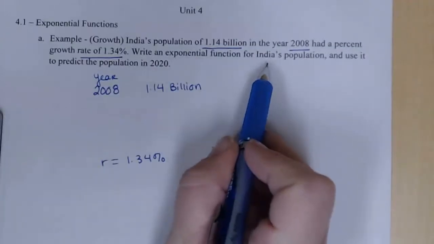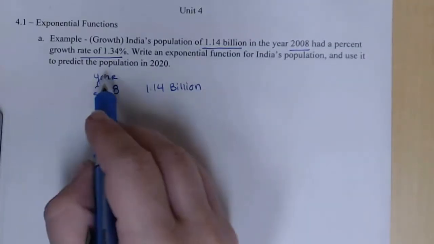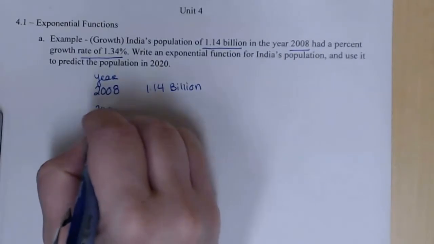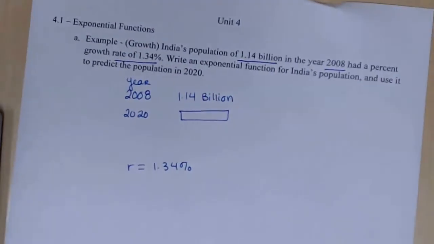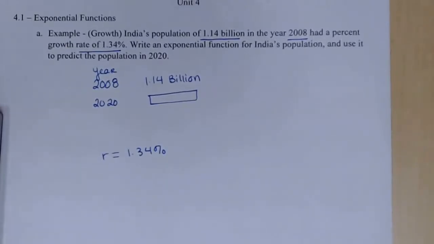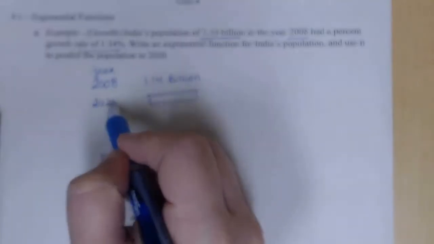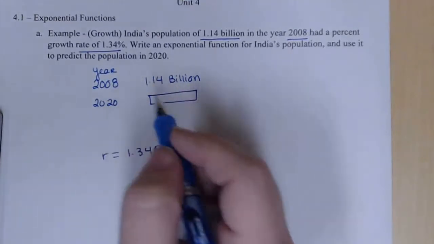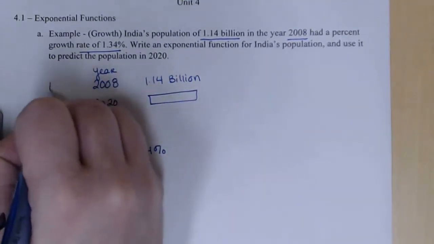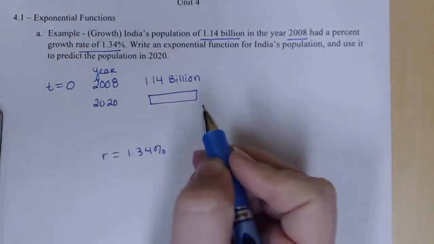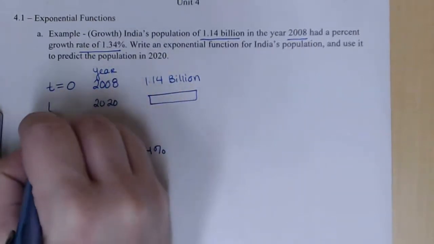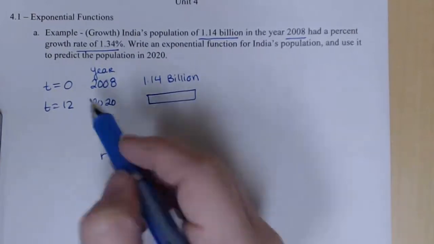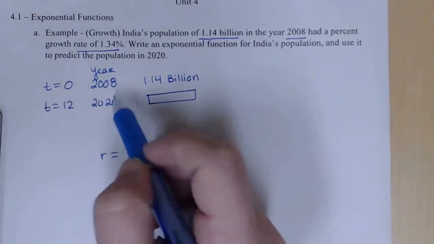Write an exponential function for India's population and use it to predict the population in 2020. So in 2020, I'm trying to figure out what the population is. As you've seen in earlier units, when we're working with years, we never use 2008 or 2020. We normally have a base year. So let's call this one t equal to 0. And then when we go from 8 to 20, that would be 12 years later. So we'll call that t equal to 12.